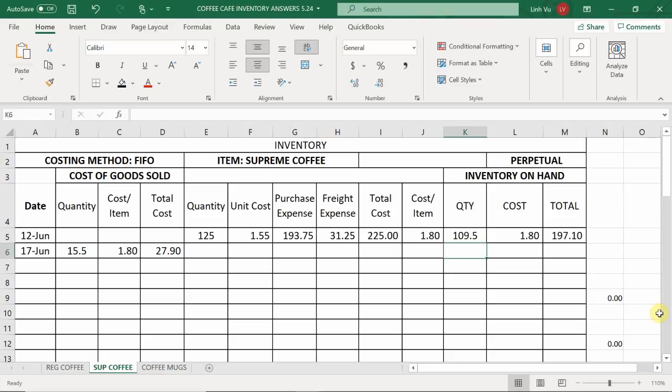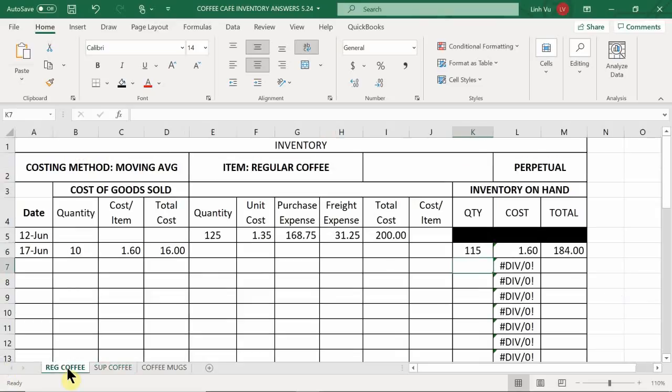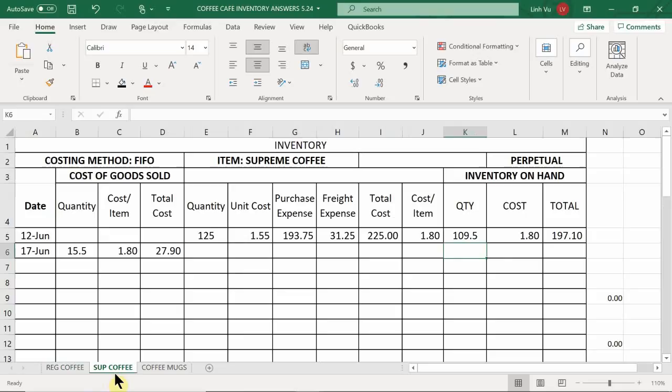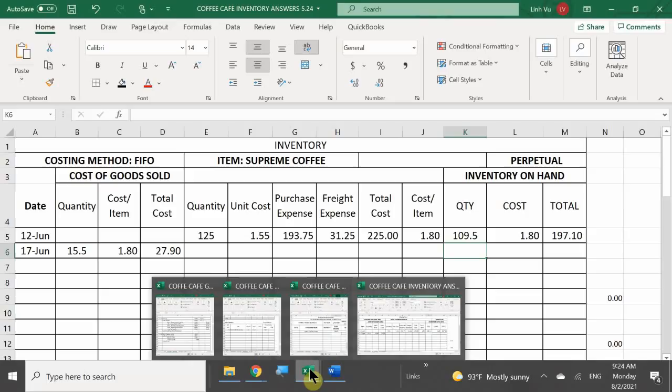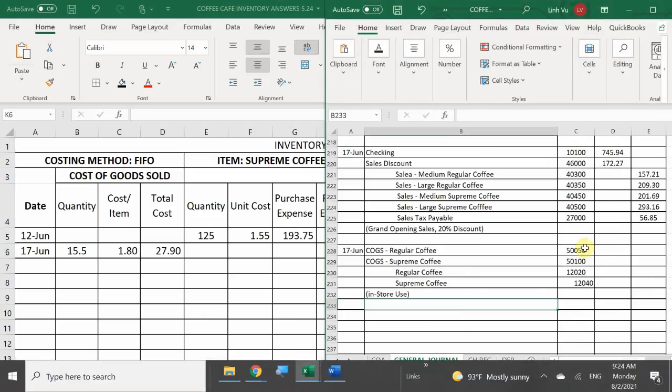So here we have it. We have the cost of goods sold for our regular coffee for $16 and a cost of goods sold for my Supreme coffee for $27.90. So let's go ahead and add that to my journal.